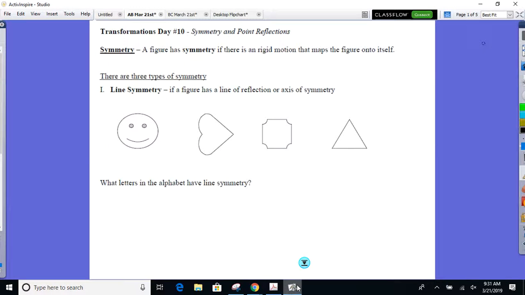All right, here we go. What you guys just described to me is called line symmetry. There's two other types of symmetry, which I'll go over in a second. But just a quick recap of line symmetry: you can draw a line in and fold the figure over, and they match right up.